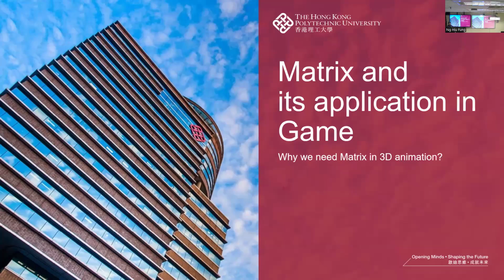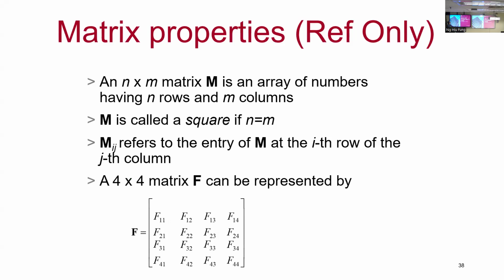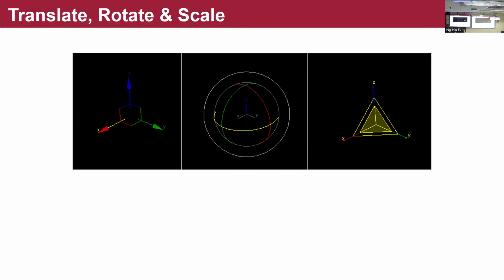The second one we use is the matrix. Matrix is similar to this one. Okay, it's a series of numbers. So why do we need to use the matrix to represent?